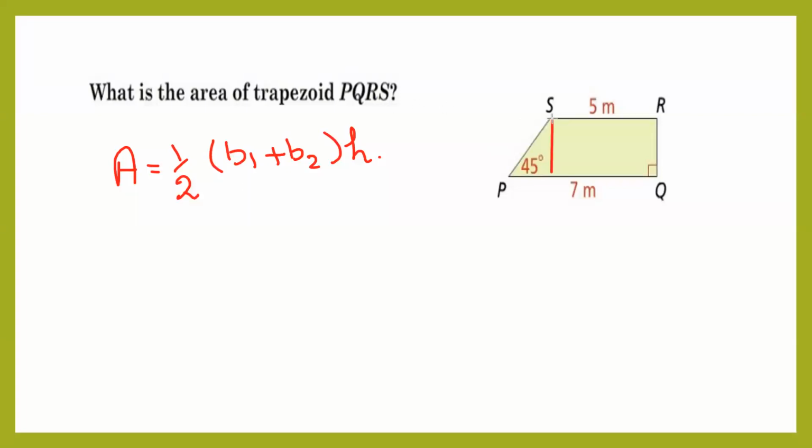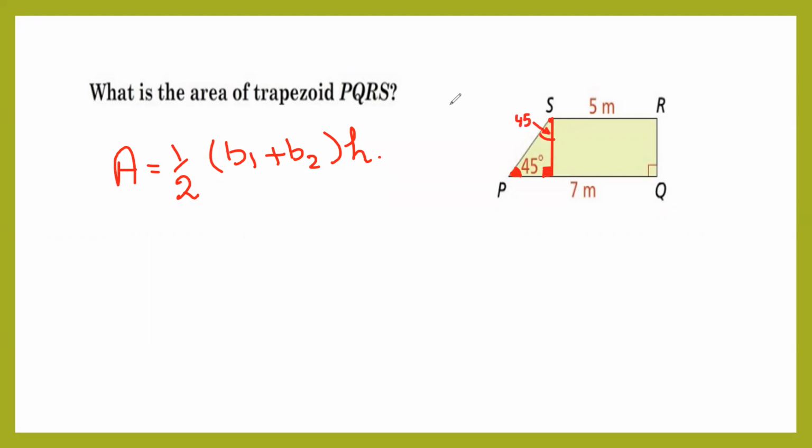So here, let's make the H. H here is supposed to be perpendicular to the base. As we said, the height must be perpendicular from the vertex to the base. Here he said this angle is 45 and perpendicular. That means the next angle here is supposed to be 45 too.